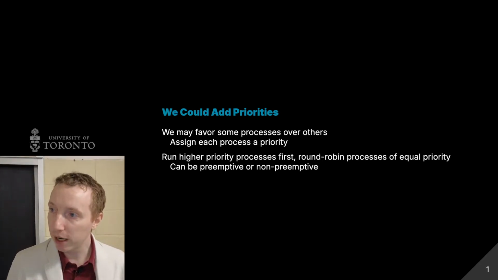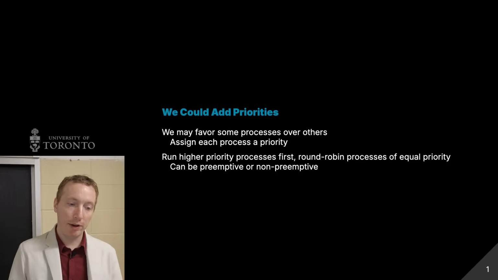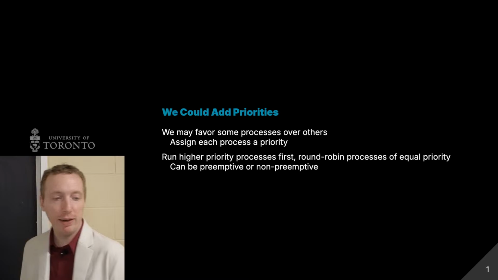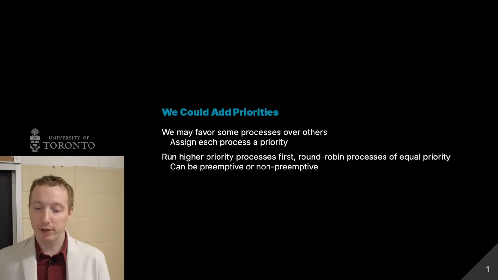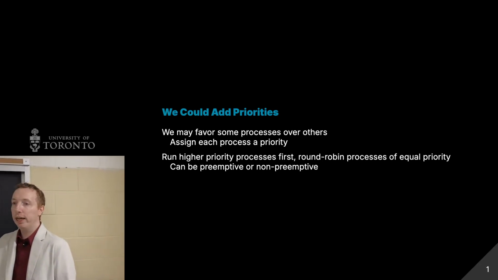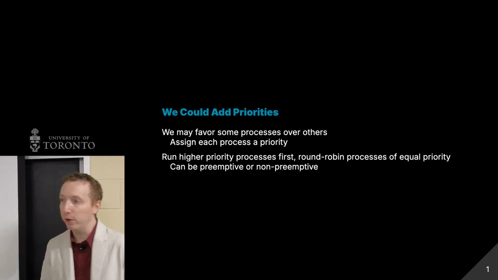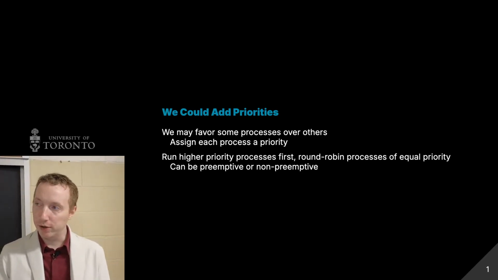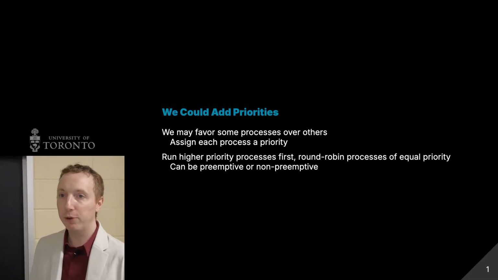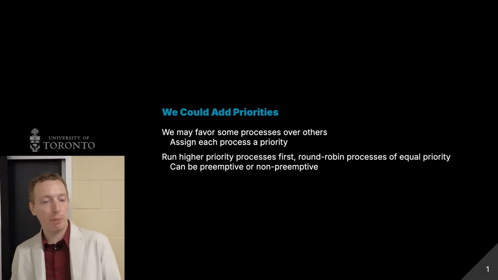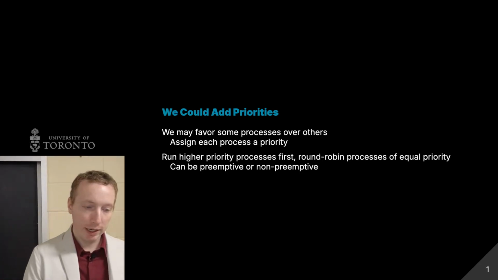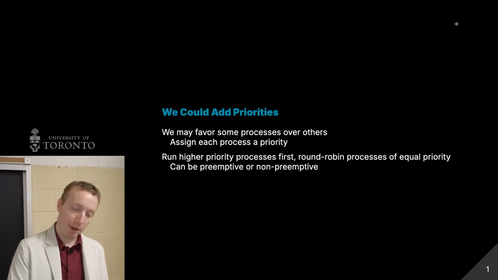So in my scheduling system, I could add something like priorities. Probably you're familiar with the Disney FastPass. I might favor some processes more than others, and maybe I want to explicitly say, hey, you are my favorite process, I will give you higher priority over the other ones. So initially, we can assign each process a priority. And our scheduler could run higher priority processes first, round robin processes of equal priority. This can be, of course, preemptive or non-preemptive.